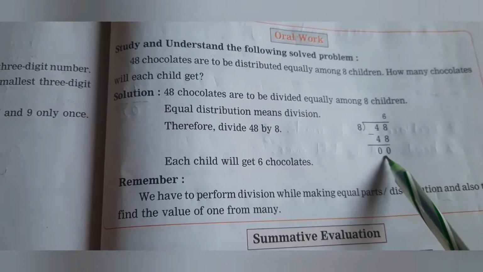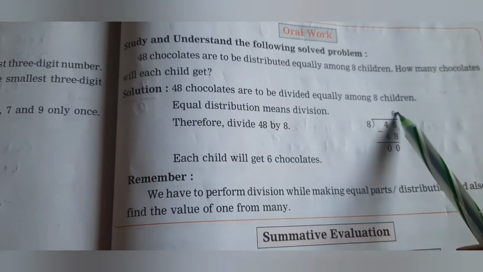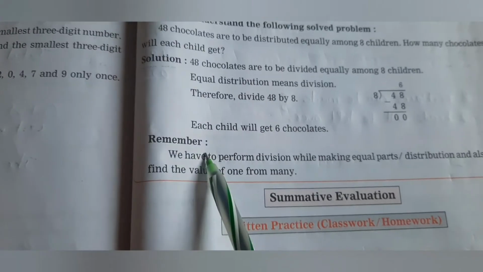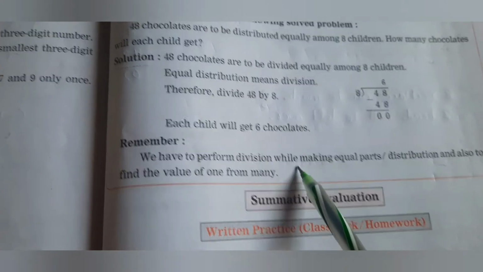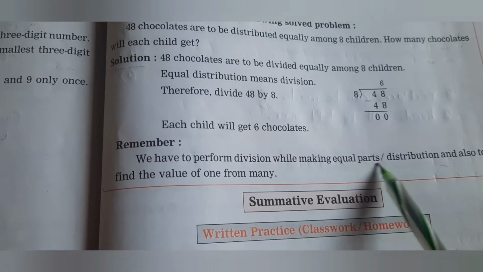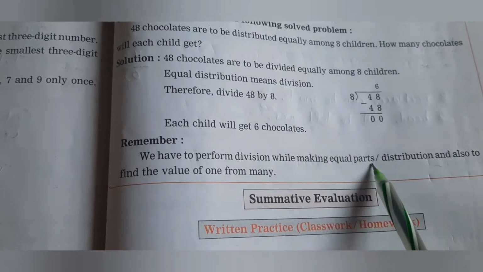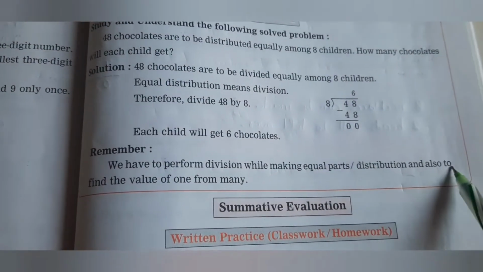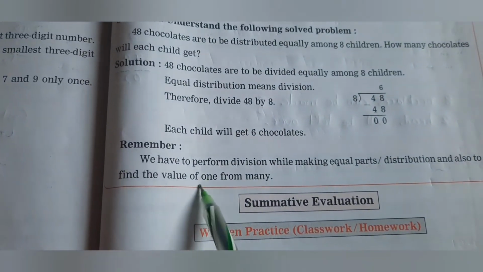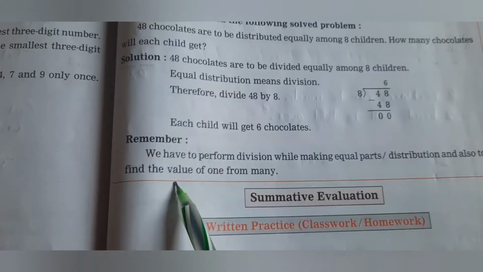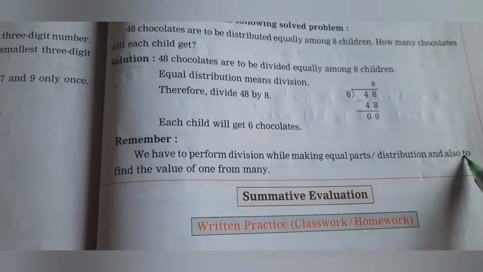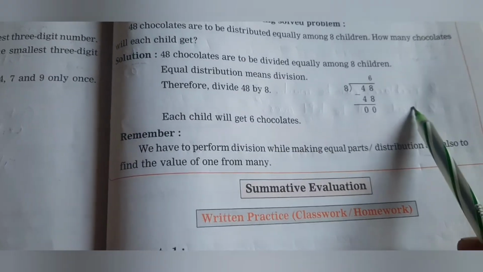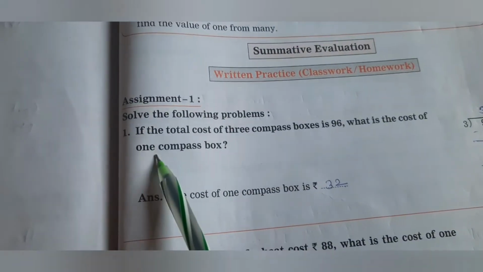This is the quotient and this is the remainder, students. Whatever question you get, this is the answer. Each child will get 6 chocolates. Remember, students, we have to perform division while making equal parts. When we want to make equal parts, that time we do the division, distribution, and also to find out the value of one from many. Listen and remember it carefully, students. When we want to find out the value of one from many, you must do the division. Okay, students, this is the first word problem.